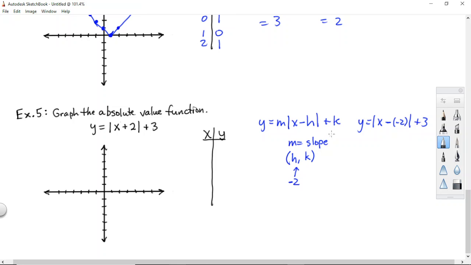Well, h we just found, that's negative 2. Now what's k? K is just the thing that's added after or outside the absolute value bars, and we can see that when we rewrote it, it's 3, but we already knew that it's 3. So we have our vertex, negative 2, 3. So let's go ahead and just draw it in. Negative 2, 3. That's our vertex.